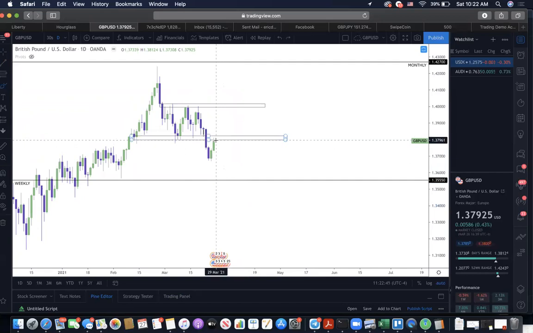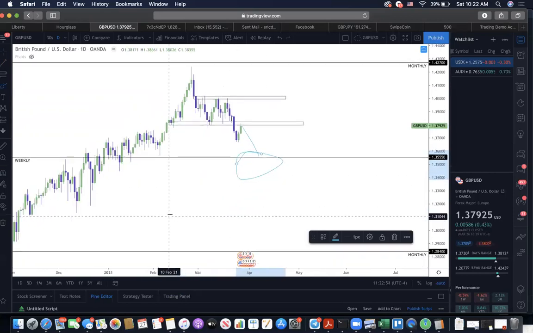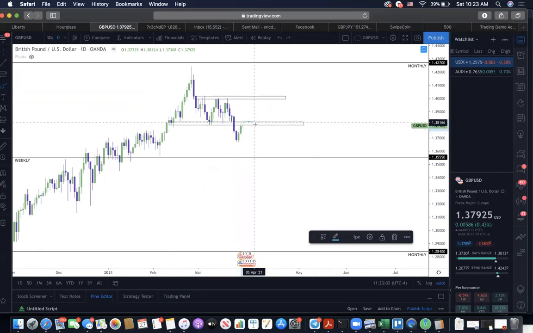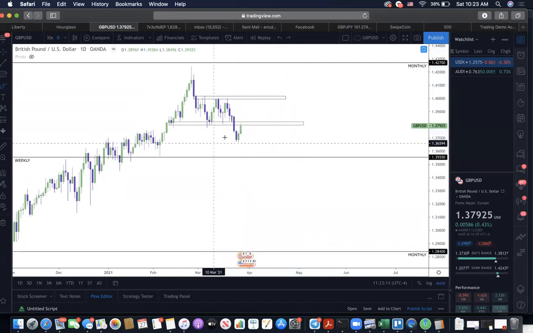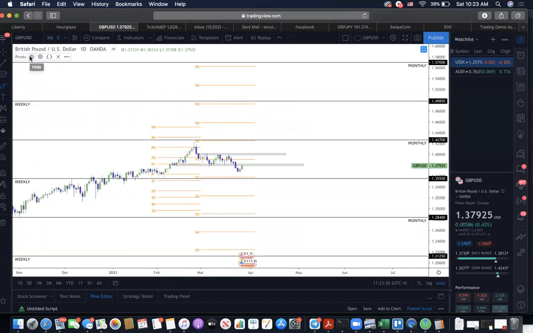I could take GU back down to this weekly level here. That's the first option. The second option is GU can gain bullish momentum and play back into this demand and continue on a bullish run. So those are the two options that we have. I'm going to keep my eye out on this one. Let's see what pivots are saying.